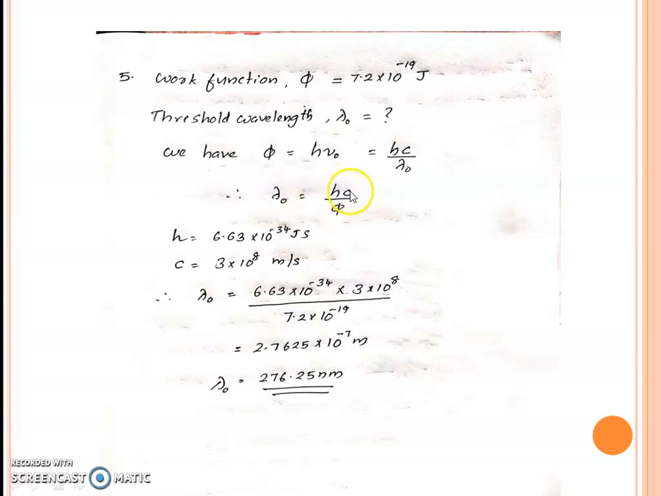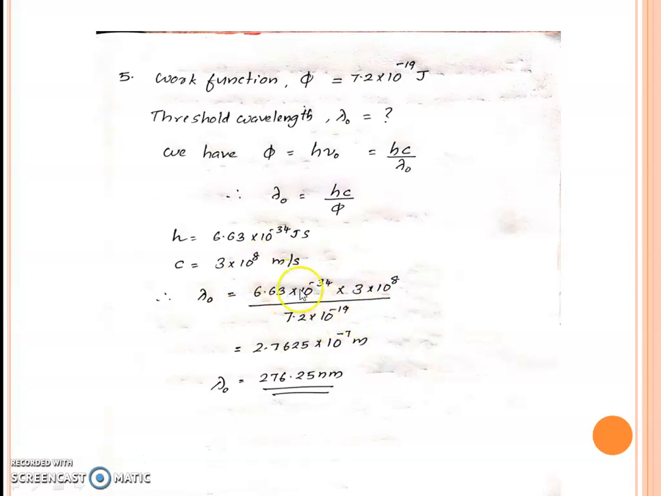h is given, c is given, phi is also given, and there is no need to convert the unit. The work function is given in joule. Therefore, we can substitute directly. Lambda 0 equal to hc by phi. h is 6.63 into 10 raised to minus 34 and c is 3 into 10 raised to 8. Phi is 7.2 into 10 raised to minus 19.